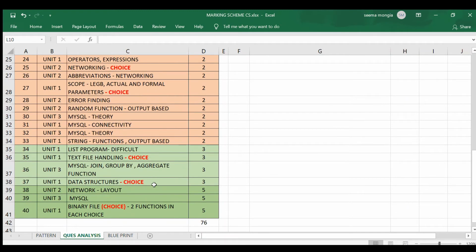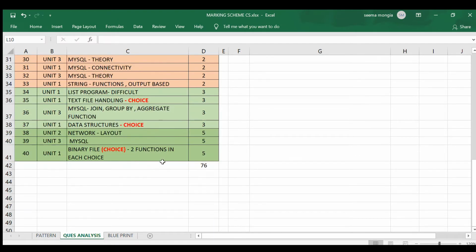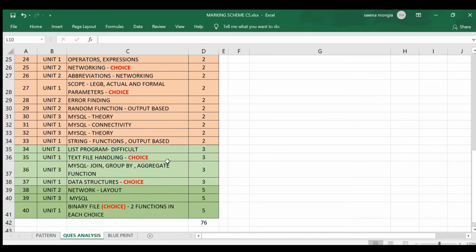Now coming on to 3-marker questions. As I told you, there will be 4 questions, and out of these 4 questions, 2 questions will have the internal choice. You can see here that the internal choice is given in text file handling, just as the choice is given in binary file handling. So CBSE is keeping in mind that students are given the relaxation of choosing a question in text file handling too.